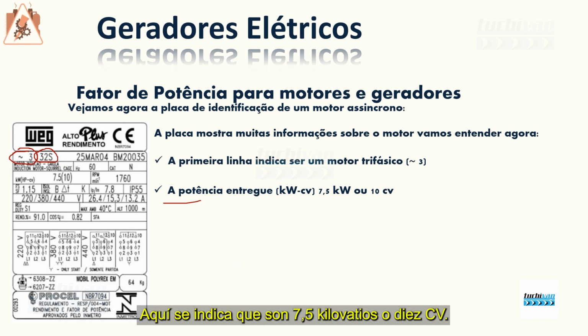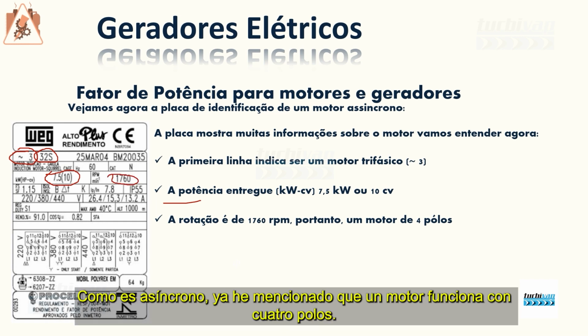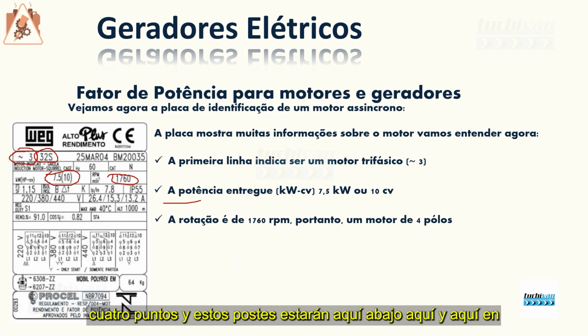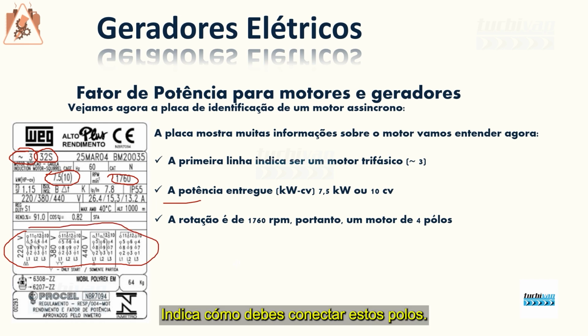The rotation is 1,760 revolutions per minute. Since it is asynchronous, as I have already mentioned, the motor runs with 4 poles. This is already indicating to us that it has 4 poles, and these poles will be here below, here and here. The manufacturer indicates how you should connect these poles.